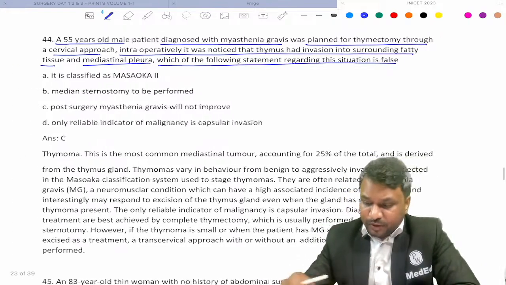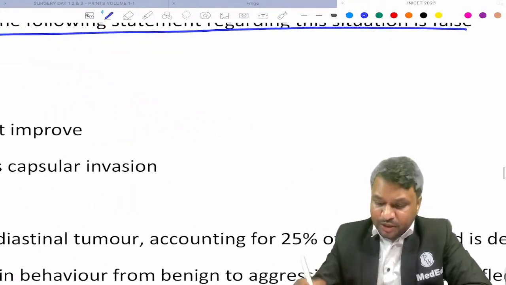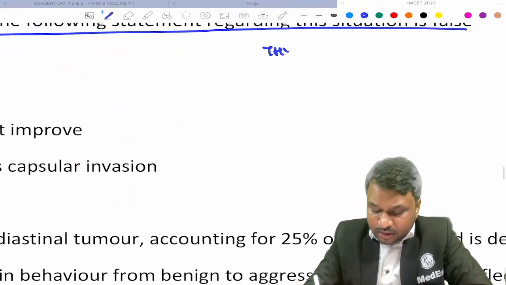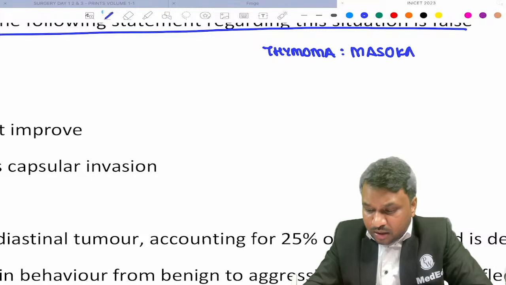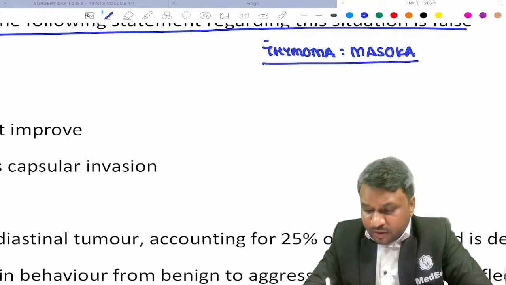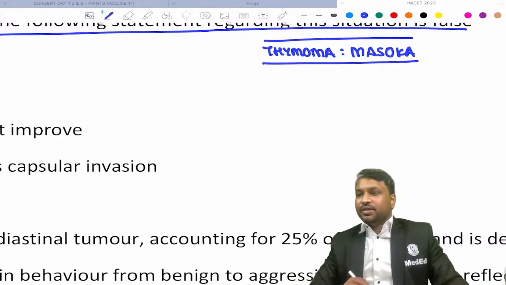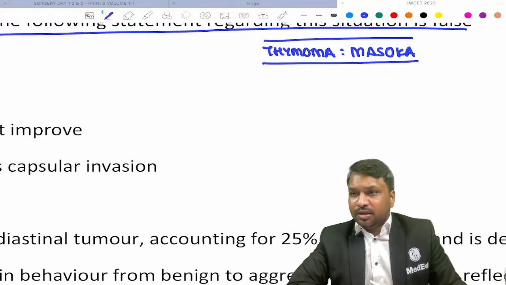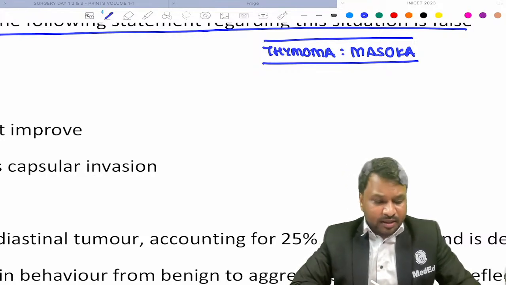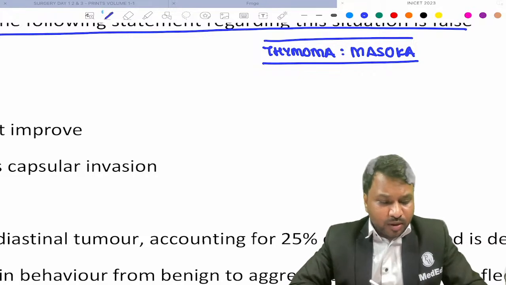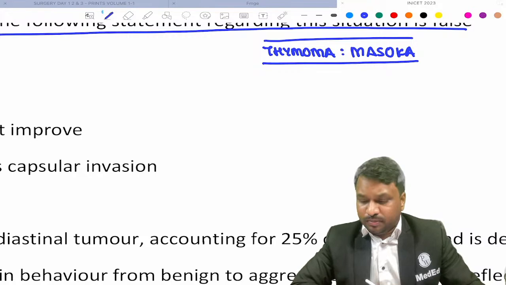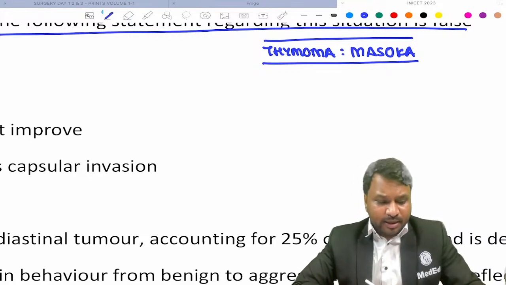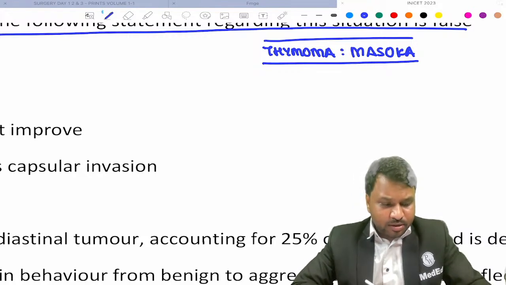First of all, when we talk about thymomas, we have a classification for thymoma. The classification that we use is called the Masaoka classification. In Masaoka, they would ask you various components. Right, guys, Masaoka in terms of thymoma, can anybody tell me what are the important components?